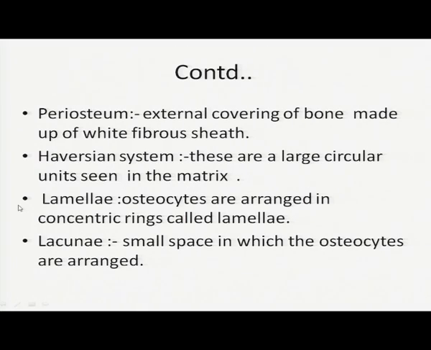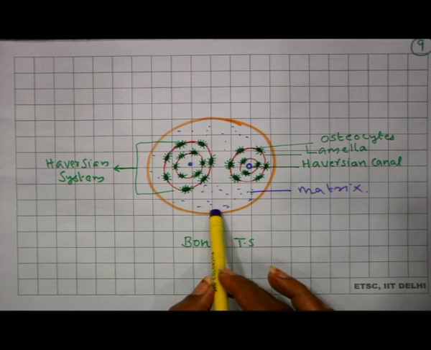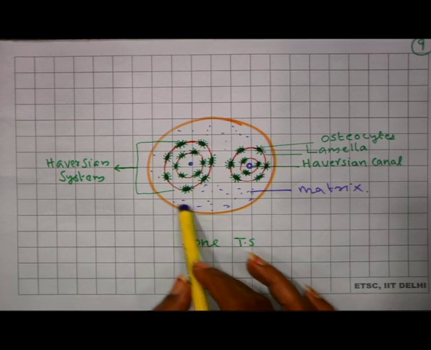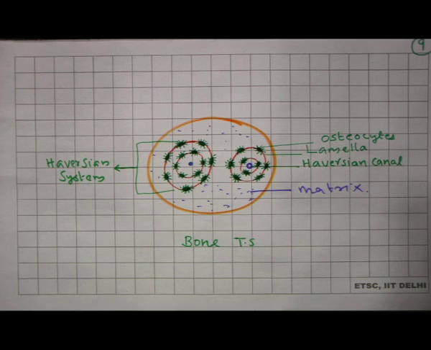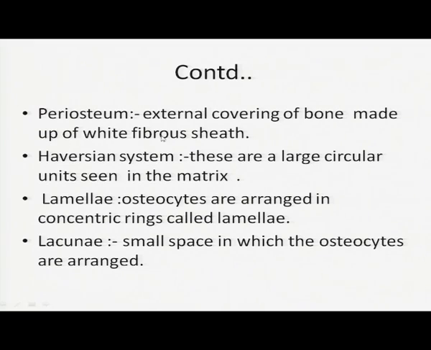Now, coming to the structure of this bone, when you go through this particular diagram, you can see the bone is covered by an outer tissue. That external covering of the bone is made up of a white fibrous sheath. It is known as periosteum. Osteo refers to bone, peri means outside, periphery. So, externally it is covered by a white fibrous sheath known as periosteum.